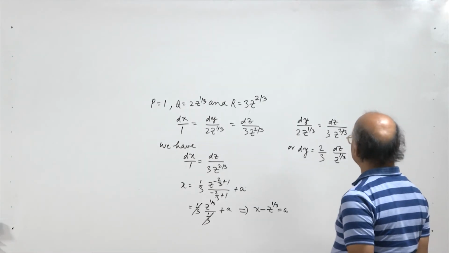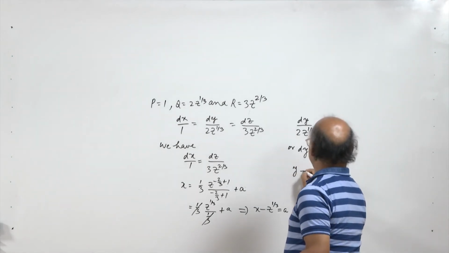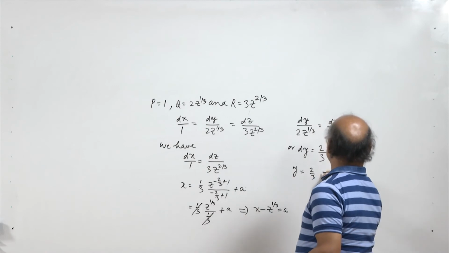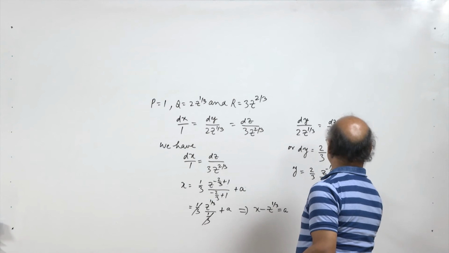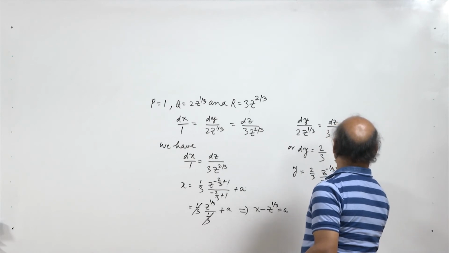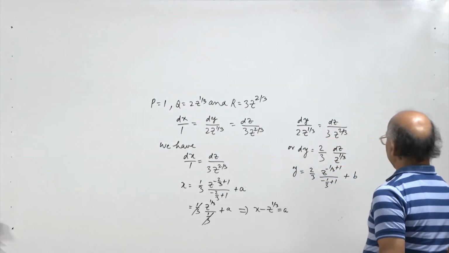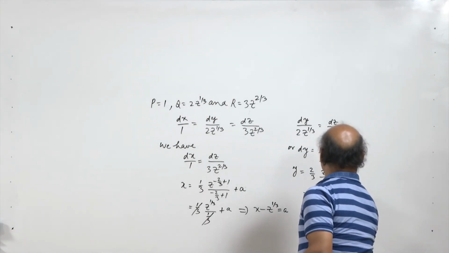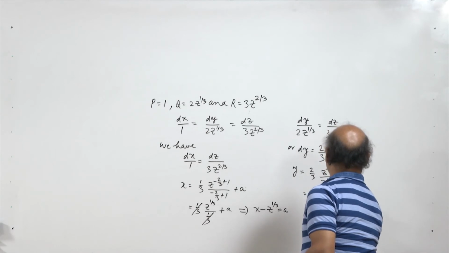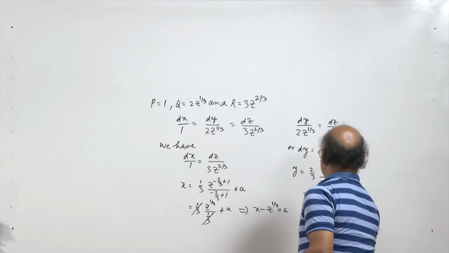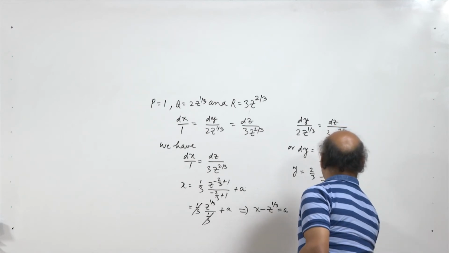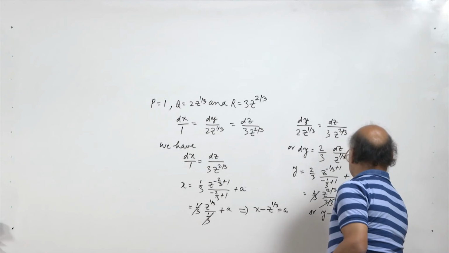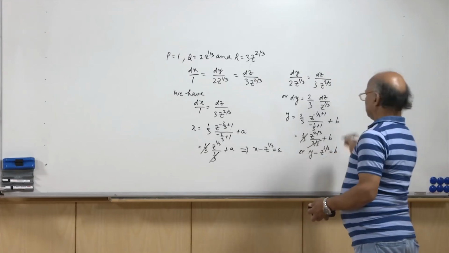Now again let us integrate. Integrating, we get y equal to 2 by 3 z to the power (-1/3 + 1) divided by (-1/3 + 1), plus some constant, let us say b. So this will give you 2 by 3 z to the power 2 by 3 divided by 2 by 3, plus b. So this will cancel and we get another integral, y minus z to the power 2 by 3 equal to b.